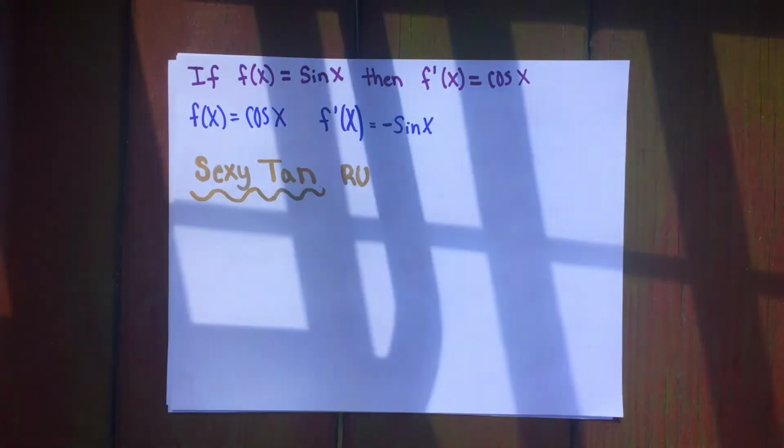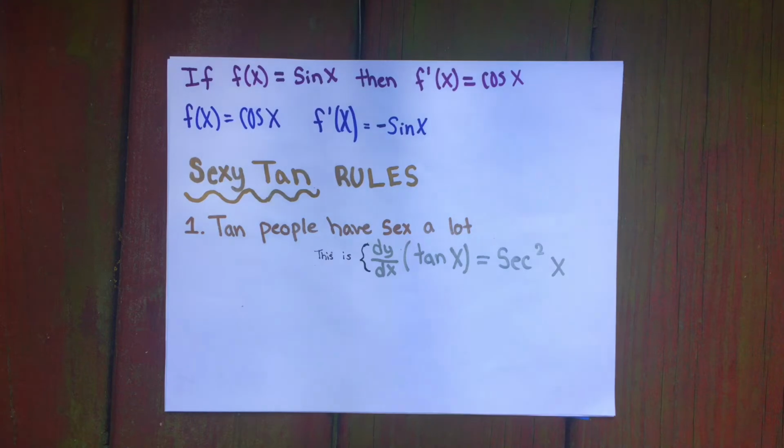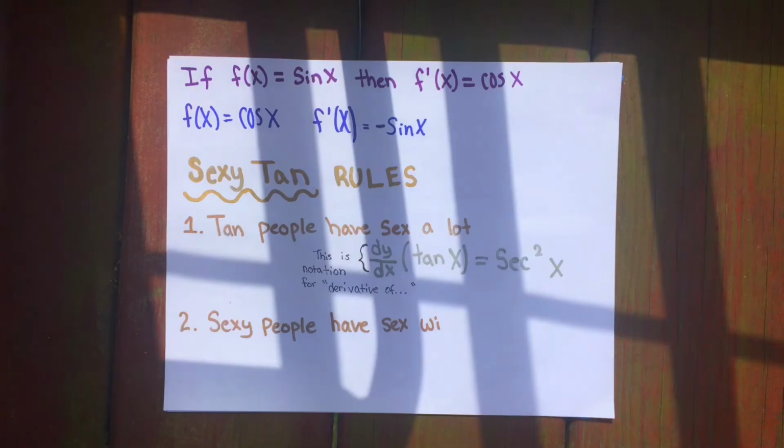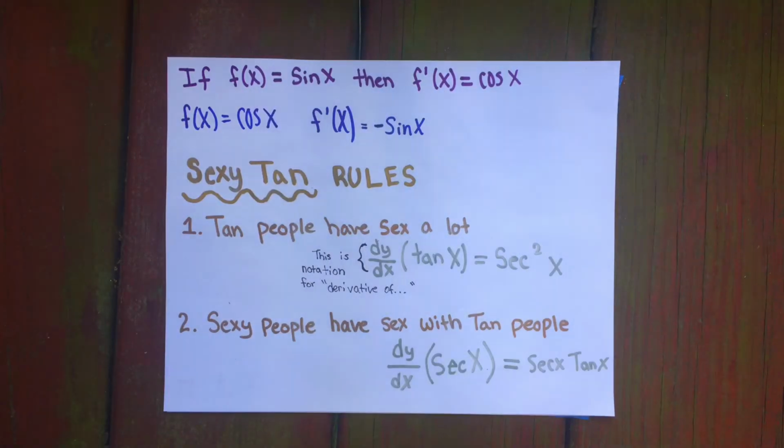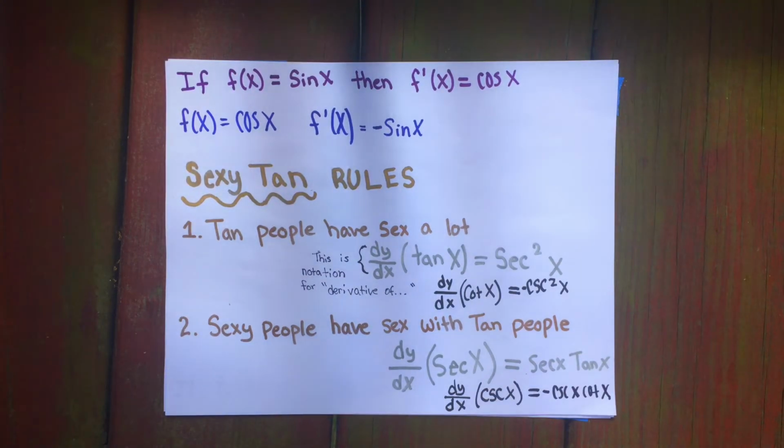Then we have your sexy tan rules. These rules are really just devices to help you memorize the derivatives of tangent and secant, and they are as follows. First, since tan people have sex a lot, the derivative of tangent x is secant x squared. And second, sexy people also have sex with tan people, so the derivative of secant x is tangent x multiplied by secant x. The derivatives of cotangent and cosecant are the same, but are negative, and use cotangent and cosecant in place of tangent and secant.